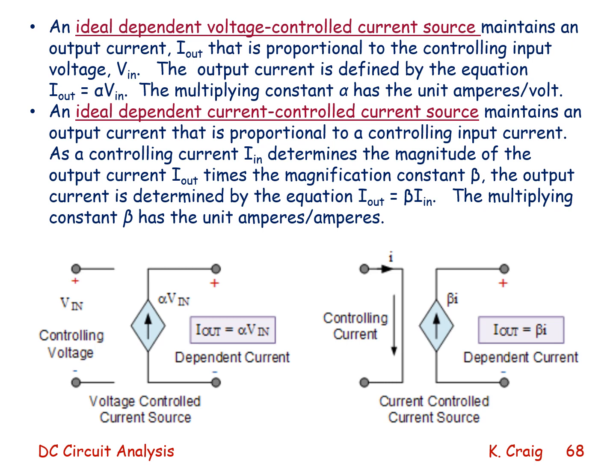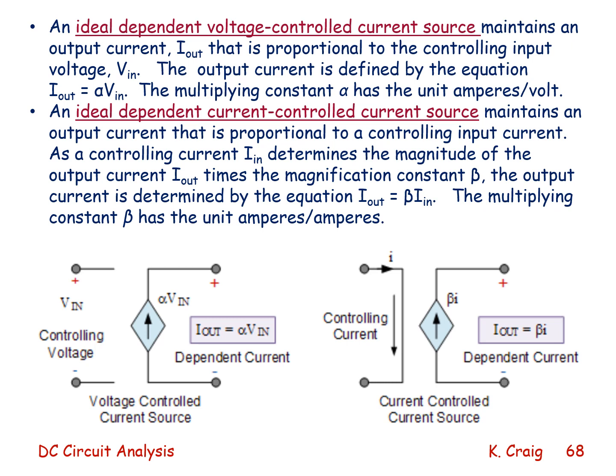An ideal dependent voltage-controlled current source maintains an output current I out that is proportional to the controlling input voltage, V in. And we see that here. A voltage-controlled current source is controlled by V in with the scaling factor given as alpha. The output current is defined by the equation I out equals alpha times V in. The multiplying constant alpha has the unit amperes per volt.